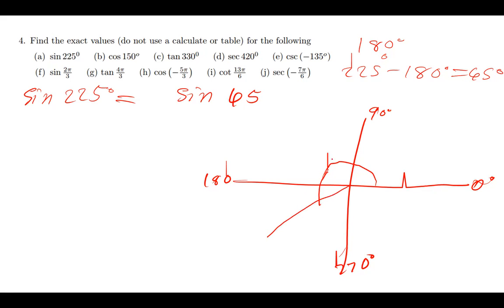If this is our angle, meaning 225 degrees is somewhere in the third quadrant. So in the third quadrant, we know that only tan is positive, meaning sine in the third quadrant will be negative. So we just add the negative to that side.